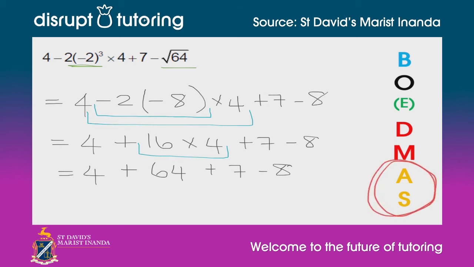Now notice I've included addition and subtraction in the same color. So it doesn't matter which order you do it in. You can actually move from left to right now. So let's do that together. So we're going to have 4 plus 64, which is 68, plus 7, which is 75, minus 8, which is going to be 67. And that is going to give us the final answer to this particular question.